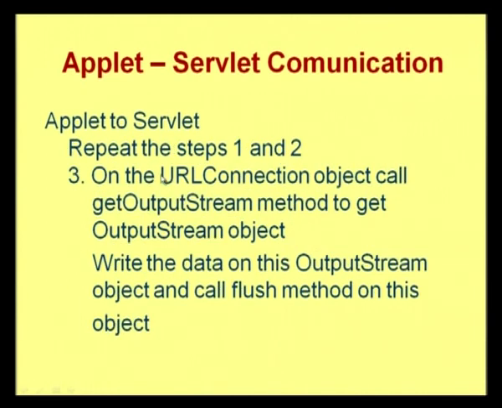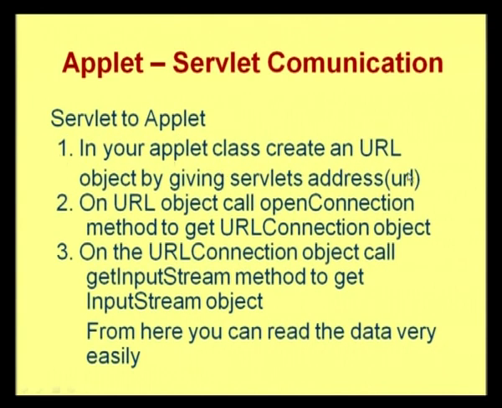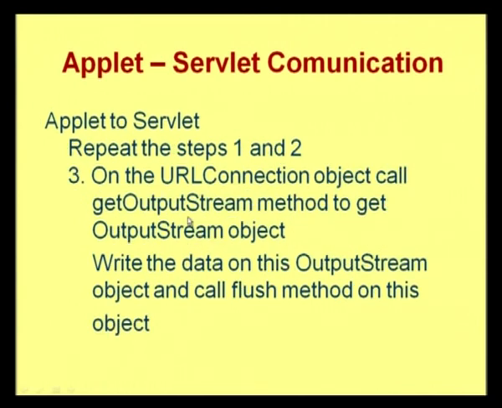For the other end, you have to repeat the steps: create the URL and then the URLConnection. Then we call getOutputStream in order to get the output stream object, which is used to write data on the output. From the applet I am going to write, and from the servlet end I am going to read the contents. This is how applet and servlet communication takes place in a web application which is purely developed using Java.